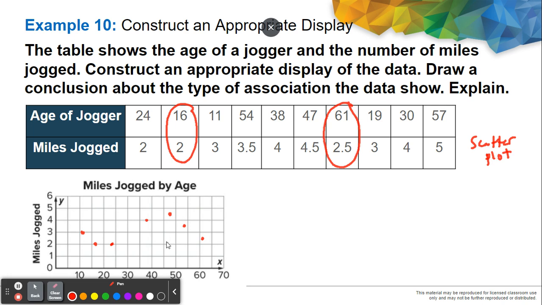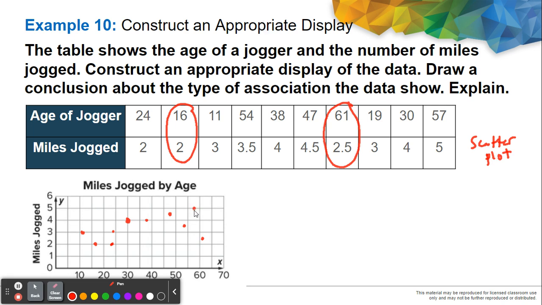61 and 2.5 is here. 19 and 3, so 19 years old, 3 miles, let's say here. 30 and 4. And then 57 and 5, so 57 and 5, let's say here.